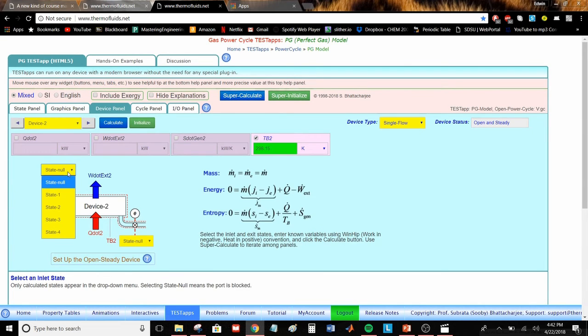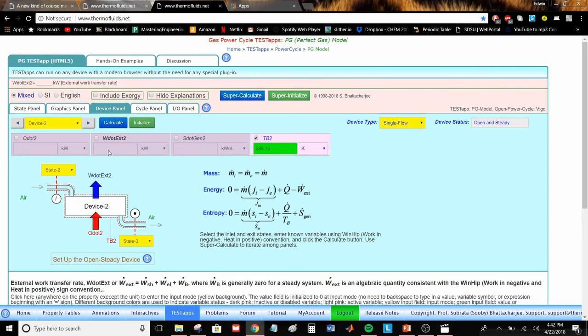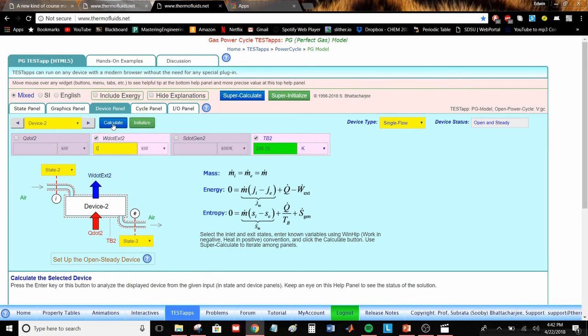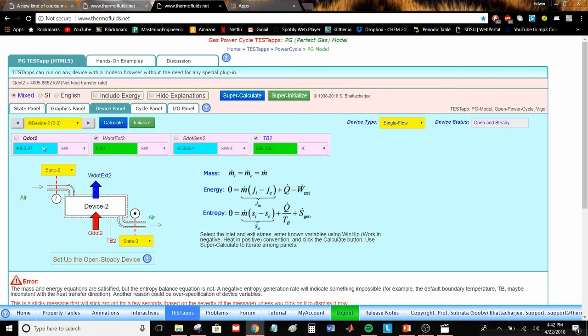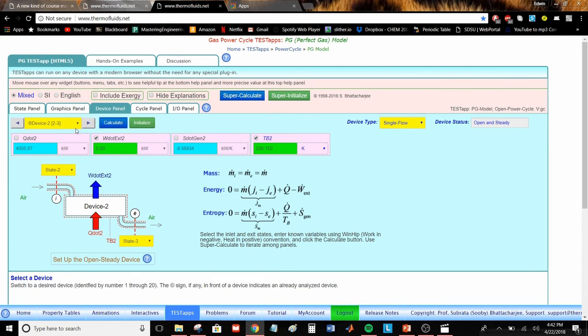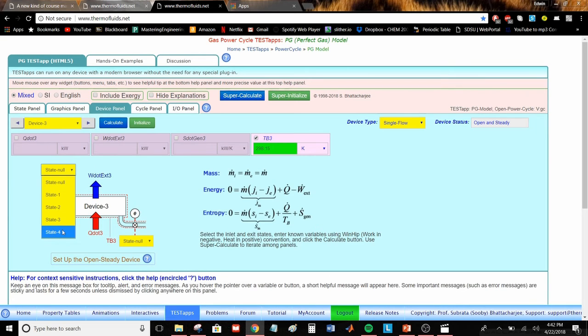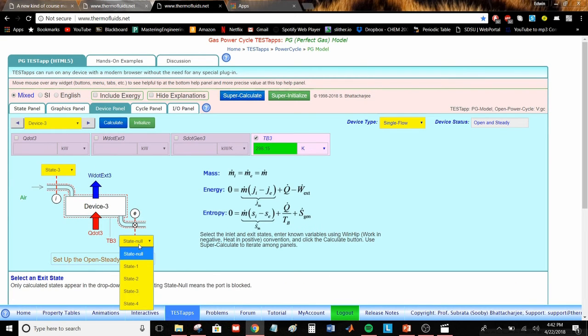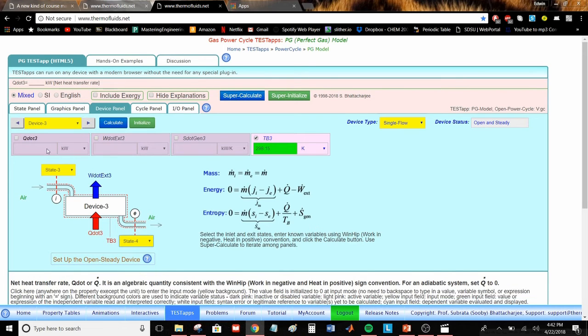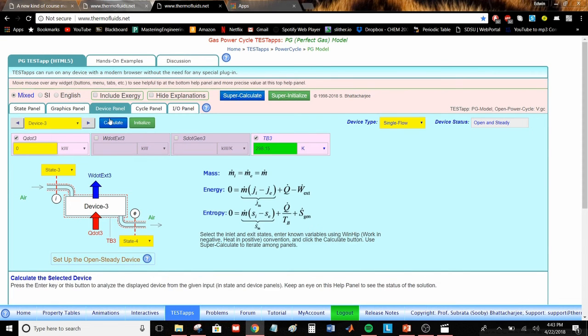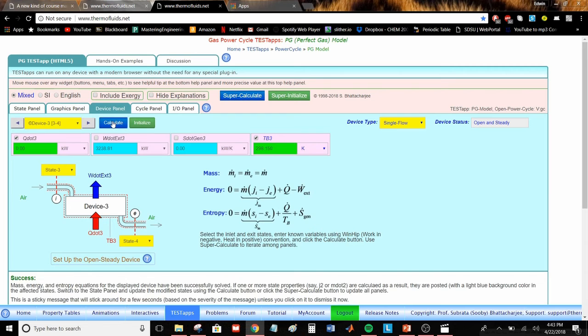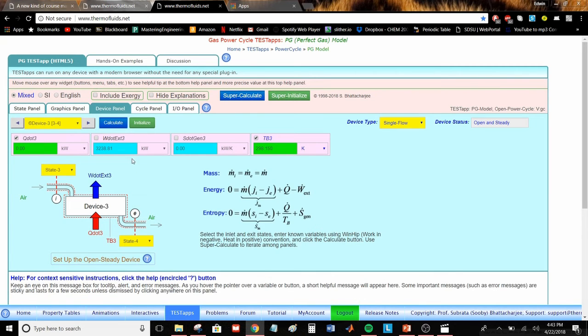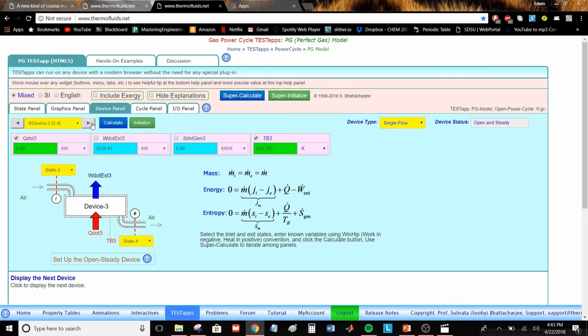Device 2 would be our heat exchanger, going from state 2 to state 3, where there's no work being done. There's heat being added in this device. Device 3 is our turbine. We're going from state 3 to state 4. Once again, heat is assumed to be 0. This is the power in the turbine.